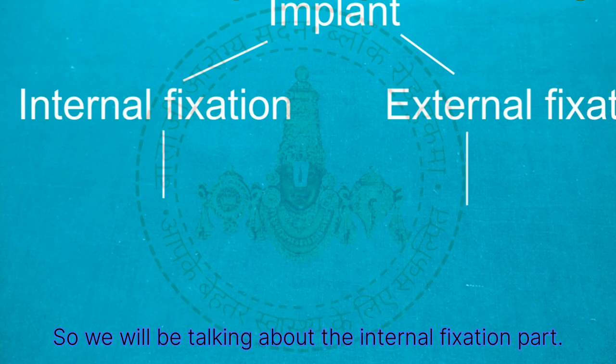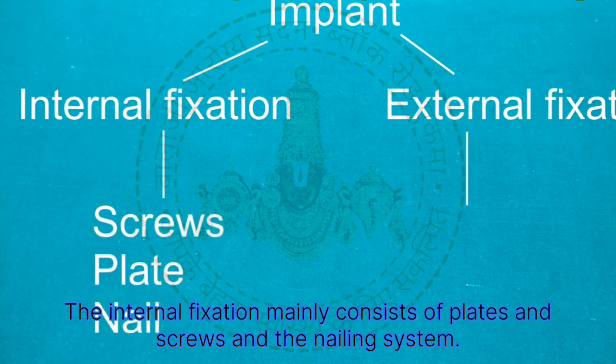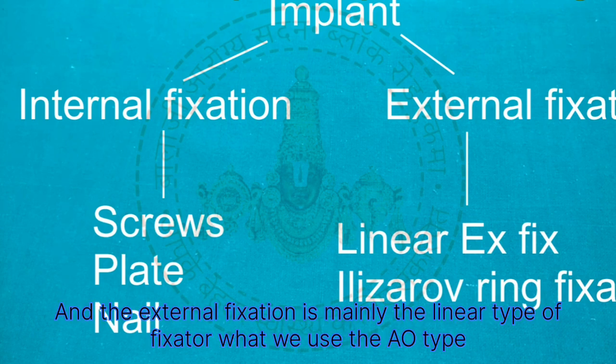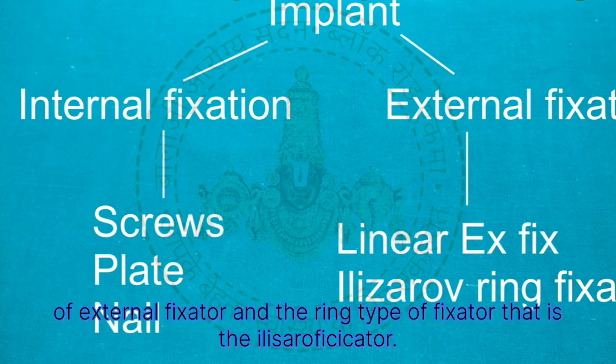So we will be talking about the internal fixation part. The internal fixation mainly consists of plates and screws and the nailing system. And the external fixation is mainly the linear type of fixator, which we use as the AO type of external fixator, and the ring type of fixator, that is the Ilizarov fixator.